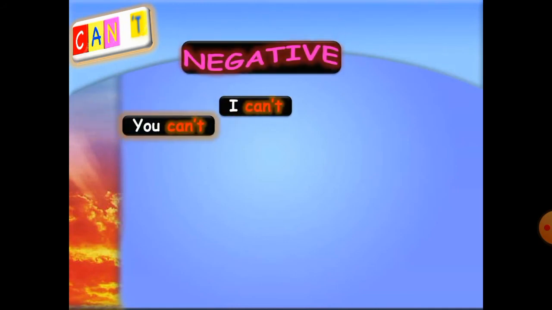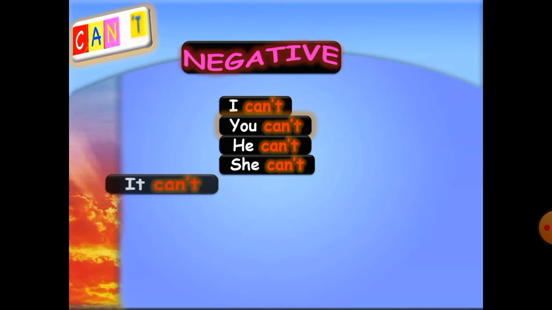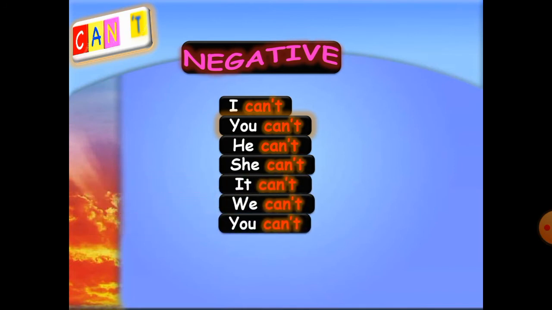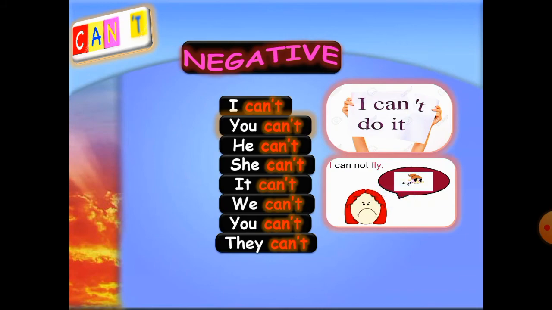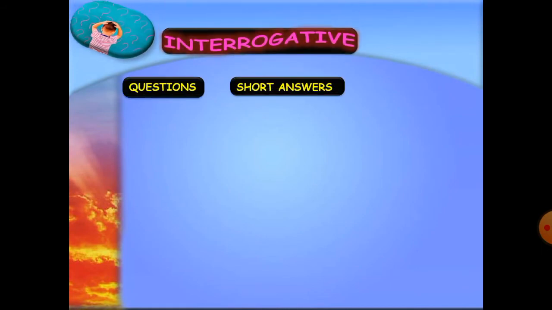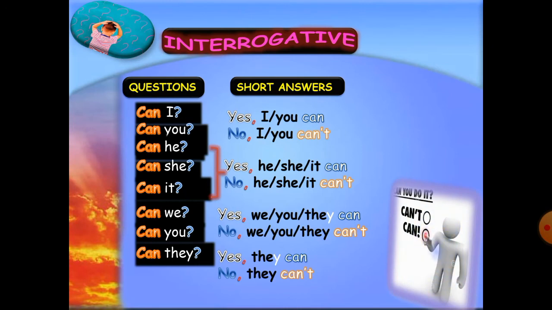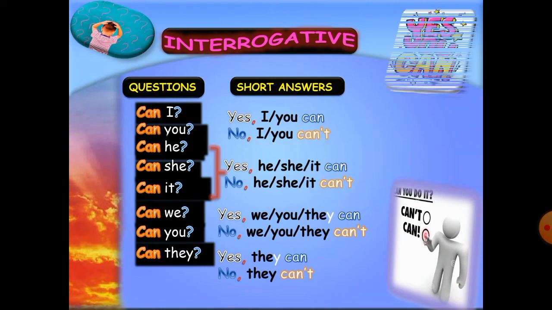Okay, for the negative, yes, we have can't. So we have I can't. This is the short form. We have also the full form, which is cannot. You can use it or you can use this one. Okay, for example, I can't do it. I cannot fly. This is the full form. Okay, the interrogative, yes. This is it. Can you do it? Yes, the guy is clicking on can. Yes, you can. Yes, believe in yourself.